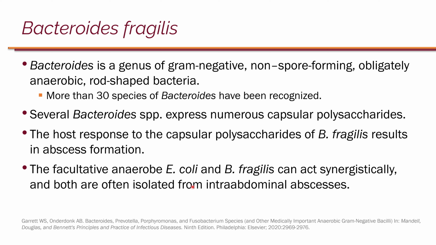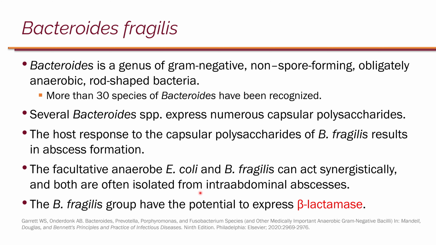Now, E. coli and B. fragilis can also act synergistically, and both are often isolated from intra-abdominal abscesses. So that's something to keep in mind. And B. fragilis can express beta-lactamases, and these beta-lactamases are essentially penicillinases, so not necessarily cephalosporinases. So their mechanism of resistance to cephalosporins is a bit different. But for penicillins, essentially any penicillin that's active against B. fragilis should have a beta-lactamase inhibitor on board.